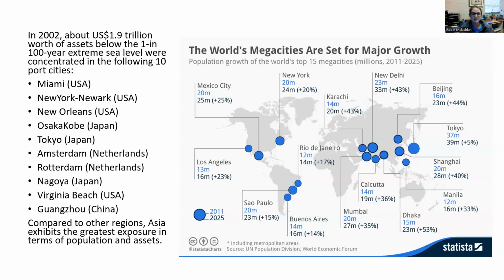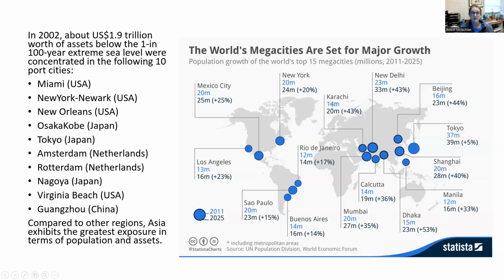Right, so compared to other regions, Asia exhibits the greatest exposure in terms of population and assets. You can see all of those large blue dots over there. Right, and showing just how quickly these places are growing. Right, as I said, New York City is growing 20% in the number of people that are there, but many places in Asia are growing almost 50% or above 50% in the number of people that are living there.